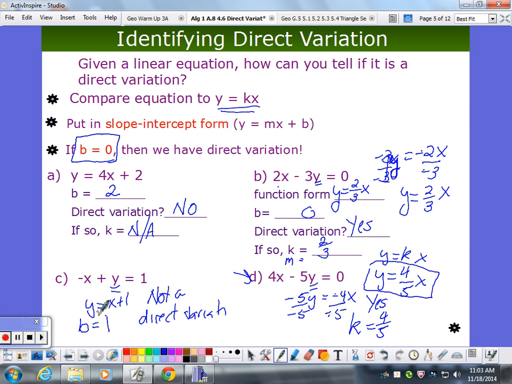When you're writing it, would you put k or what? K is like m, right? It's the number in front of the x. It's like, think of that 1.1. I think you multiply by it. So it's just a number.